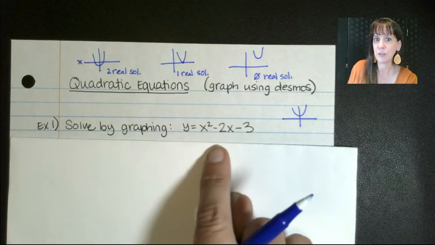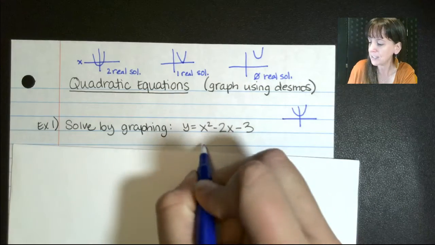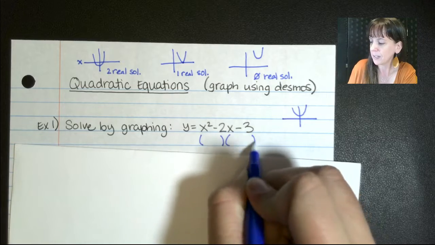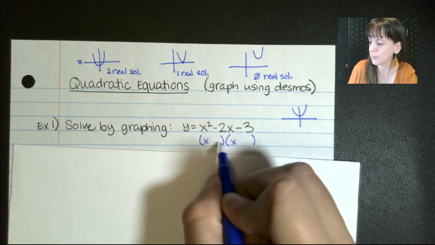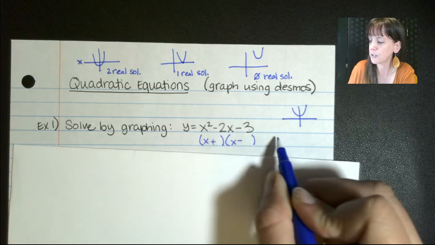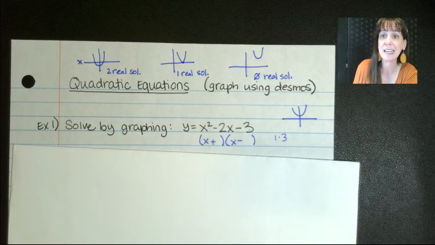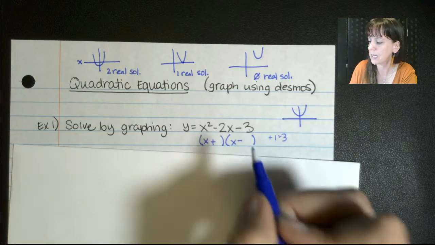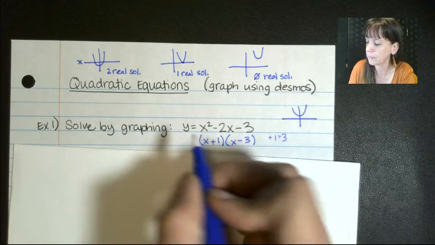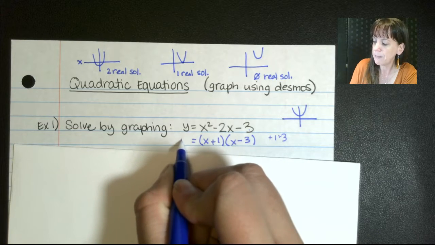Sure enough, if I were to factor this, I would go like this, and I would say x, x. This tells me different signs, so plus, minus, and factors of 3. I only have 1 and 3, and I need a -2. So +1 plus -3 would give me -2. So +1, -3. So that is the factored form of this.